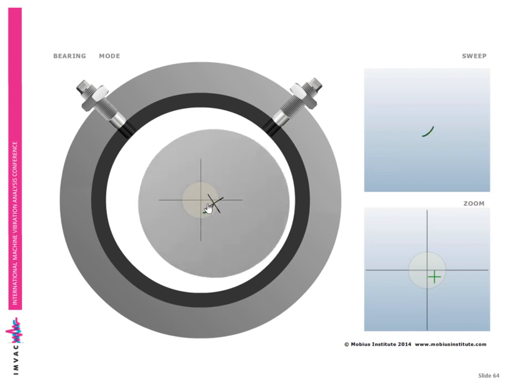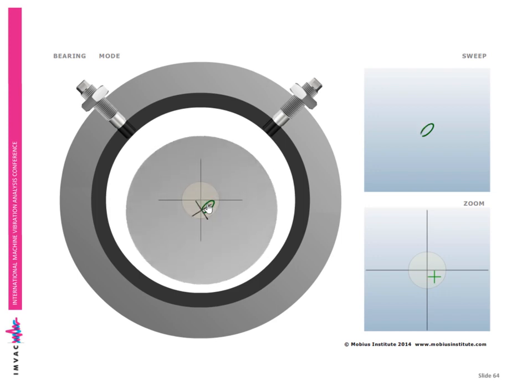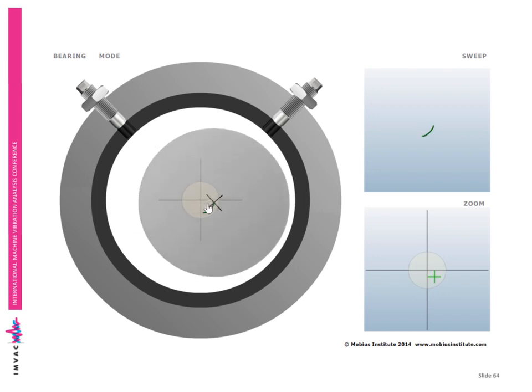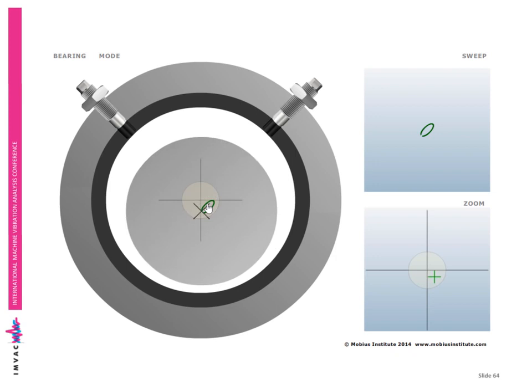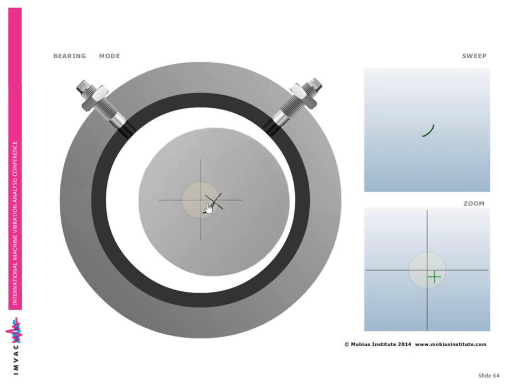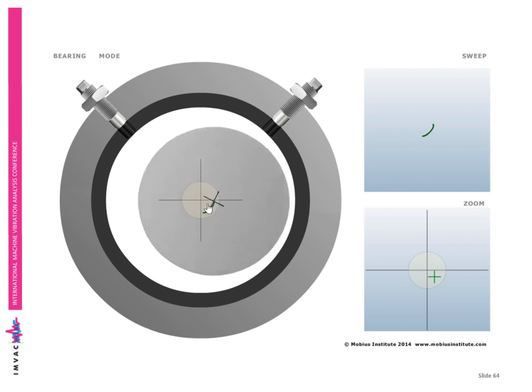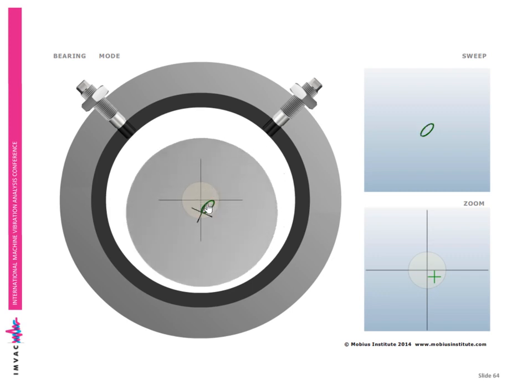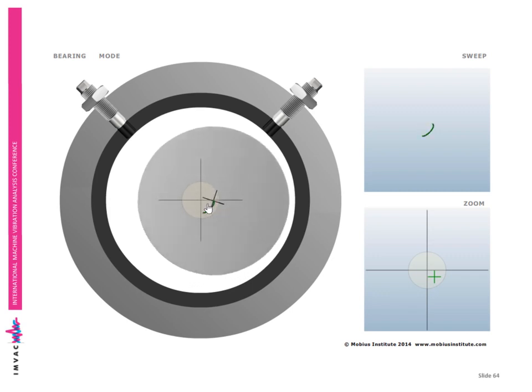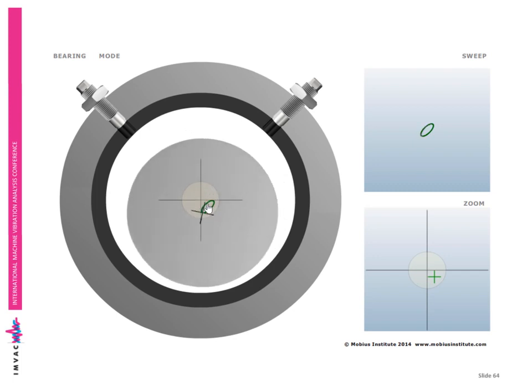If it's highly elliptical, it might mean that there's some preload. If it's very round and quite large, there might be some unbalance. And there's lots of other fault conditions that we can detect by the shape of the orbit, and the position of that orbit, if you like, within the bearing tells us about the stability of the bearing.